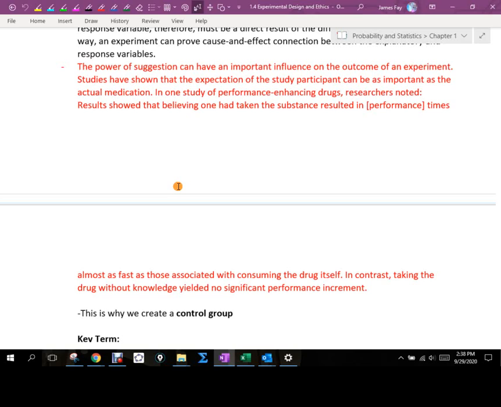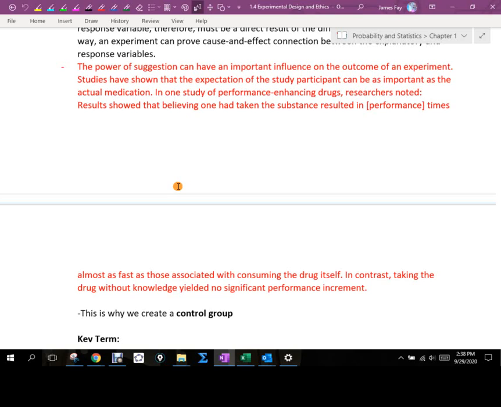But if I give the control group a water pill, give the treatment group a medicine, and there is a drastic difference in the medicine group, okay, where their survival rate or their health shot up dramatically compared to the control group, can we then say that the medicine was actually the explanatory variable for that response? Does that make sense? Okay. So that's kind of what we talk about with power of suggestion.